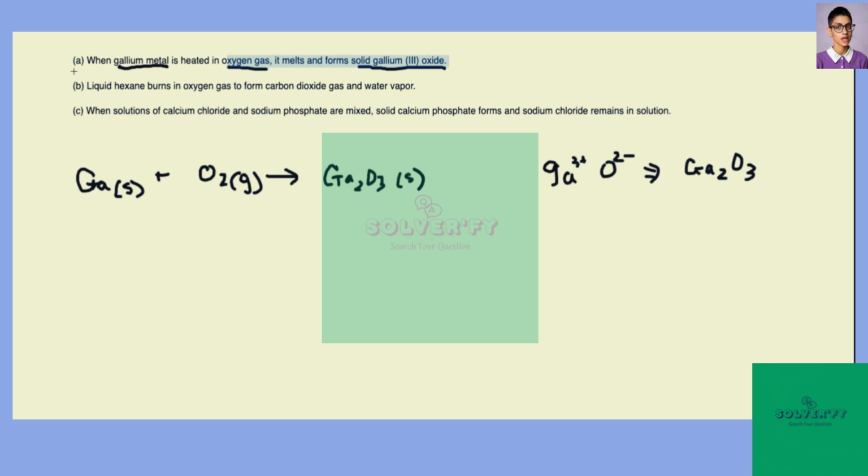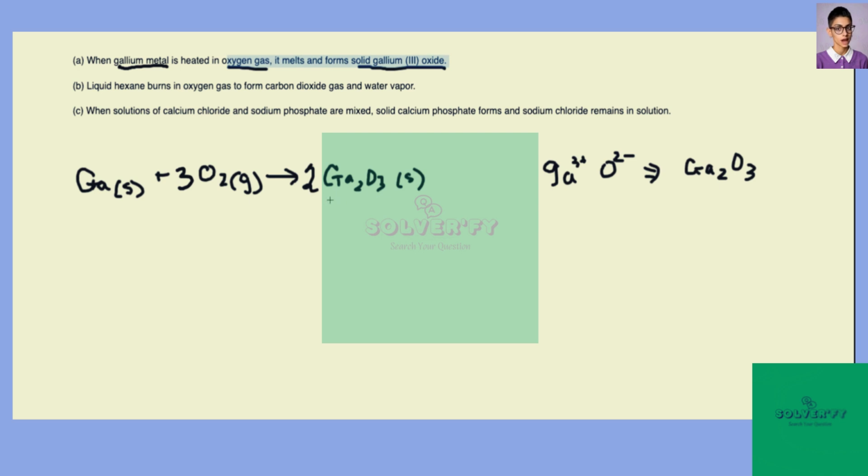To balance, we change the coefficients. I have 1 gallium on this side and 2 on this side. I have 2 oxygens here and 3 oxygens here. So I look for the lowest common multiple of the oxygens, which means that I have to multiply this side by 2 and this side by 3. So now I have 6 oxygens on both sides, 3 times 2 and 2 times 3.